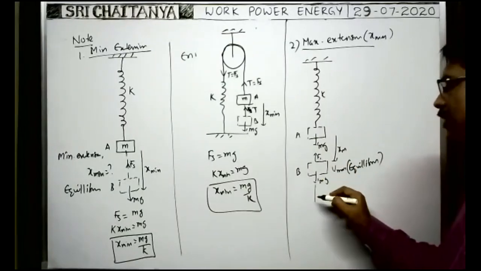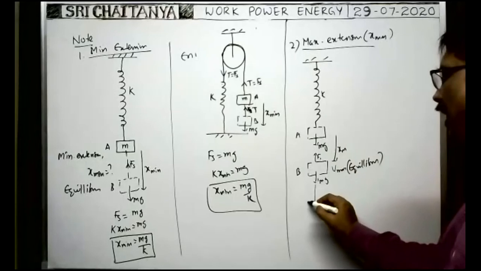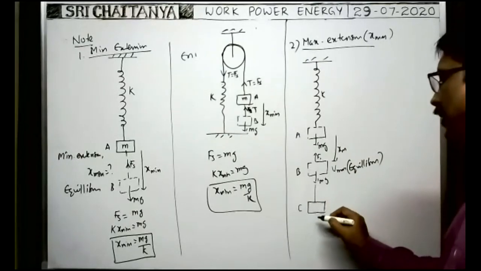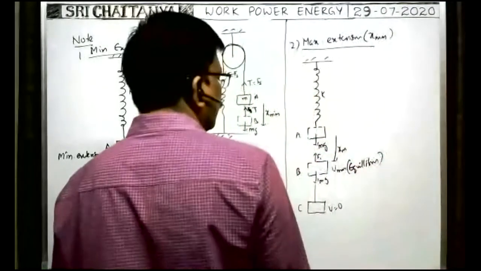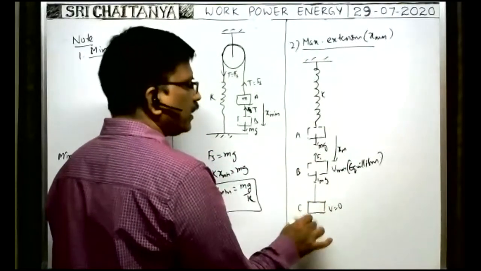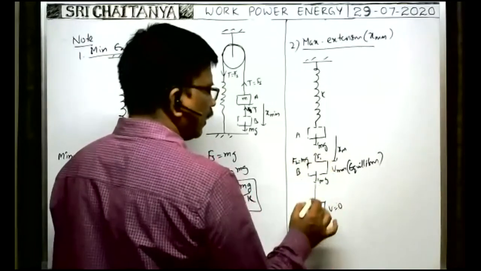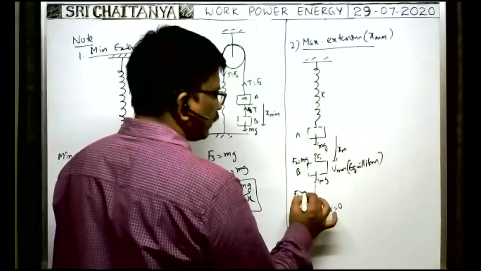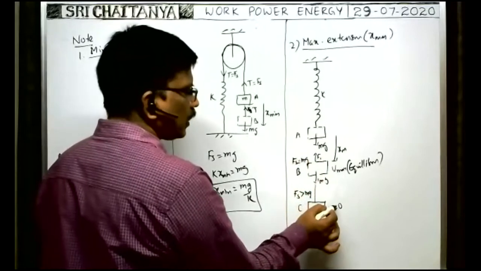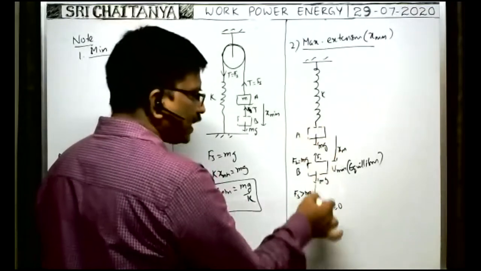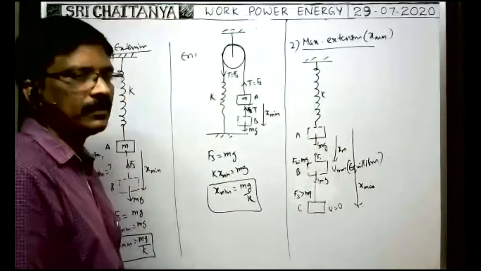Whenever the block continues to move downwards, now the spring force becomes greater than the weight of the body. That's why the block decelerates, and whenever the block reaches a certain position here, C, the velocity of the block becomes 0. At this point B only, spring force is equal to weight. At this point C, spring force is greater than weight. That's why the block travels with deceleration, and whenever the velocity becomes 0, at that time the extension of the spring is maximum. That maximum extension is x max. What is that x max? That is the question they asked.